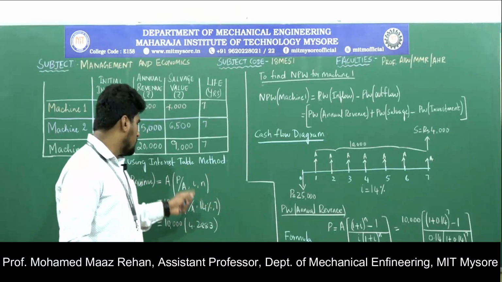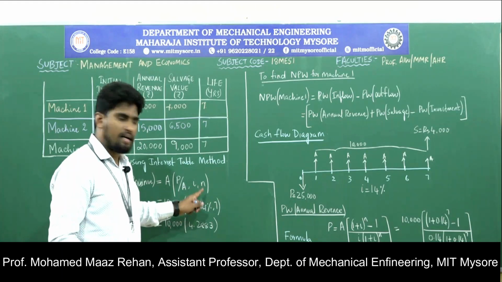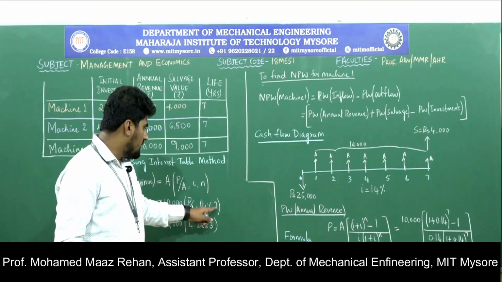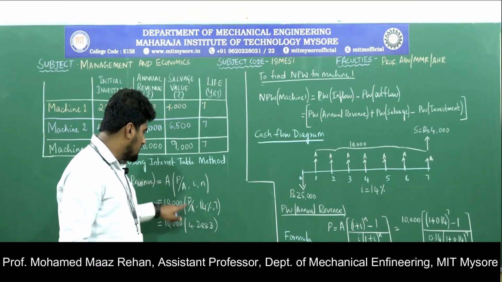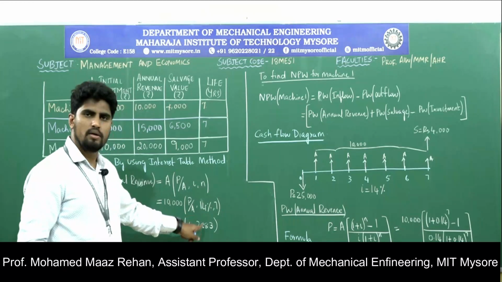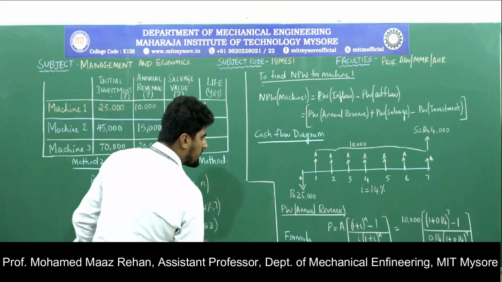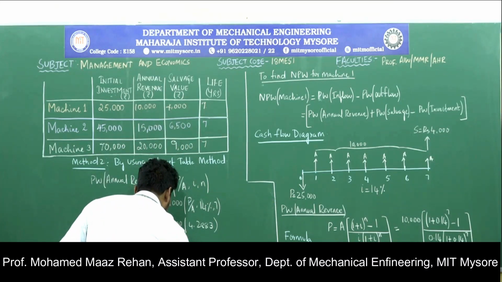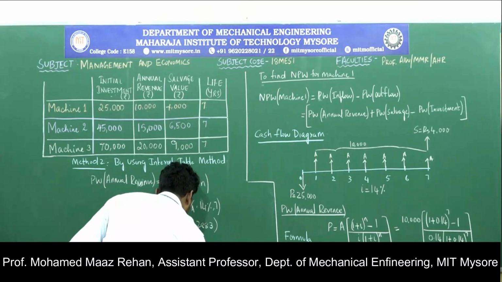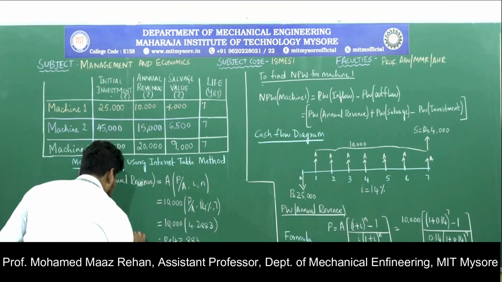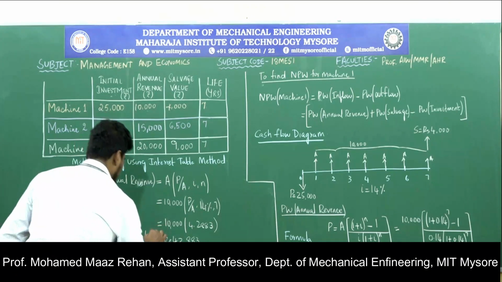How will we get it? You have to search for the 14% rate of interest, and for the number of years, how much have they given? 7. So to find P when A is known, if you search you will get this value, 4.2883. So the answer will be the same, rupees 42,883. So this is the present worth of annual revenue.